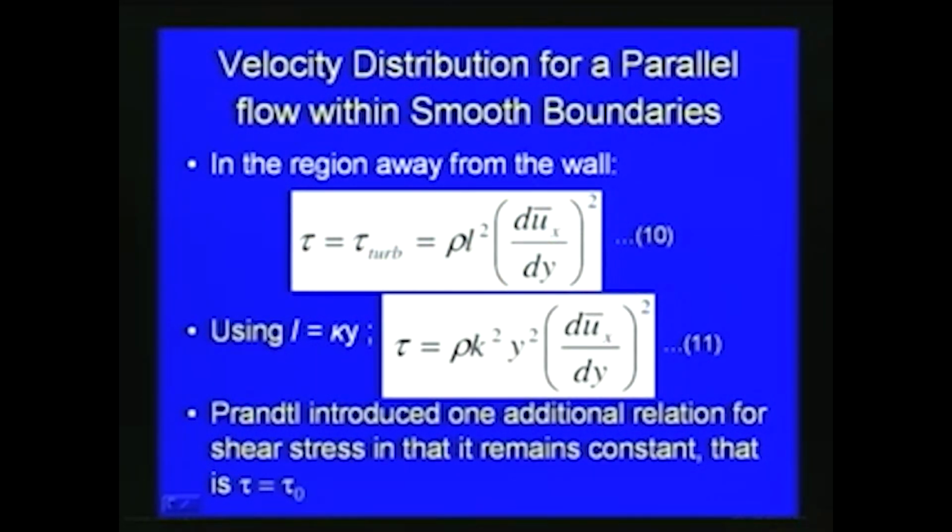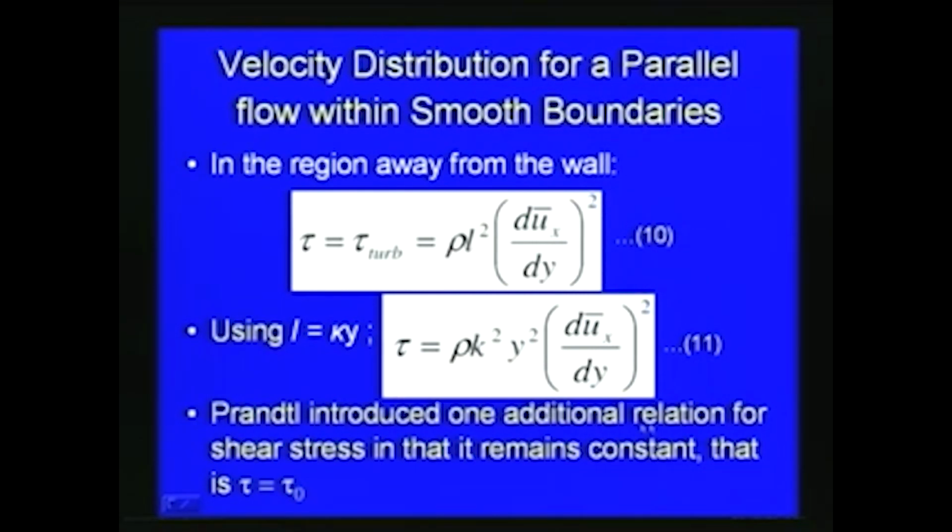As we have seen, in the region away from the wall, by using Prandtl's hypothesis we can write tau is equal to tau turbulent is equal to rho L square (d u x bar by dy) whole square, equation number 10. Then by using Karman's approach, mixing length is equal to kappa into y. So if we put this here, we can write tau is equal to rho kappa square y square (d u x bar by dy) whole square, as shown in equation number 11. Here we are considering the parallel flow with smooth boundaries.